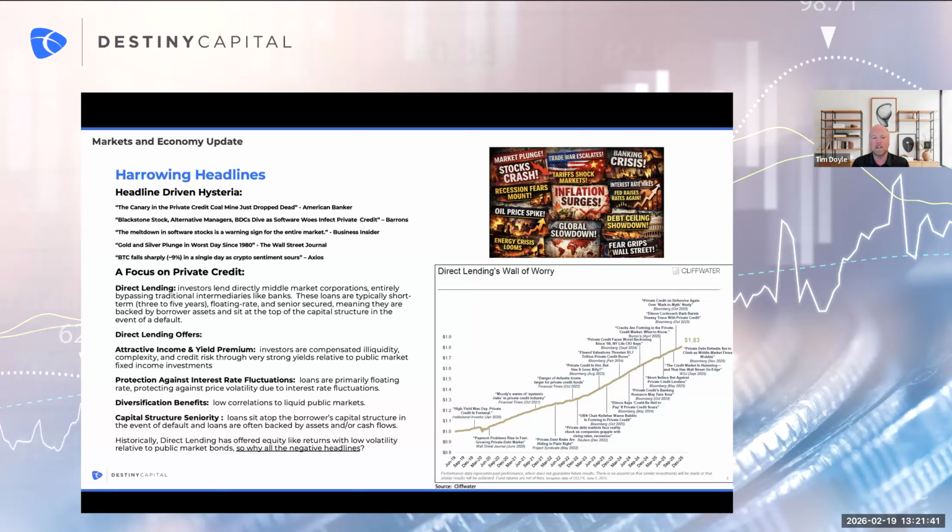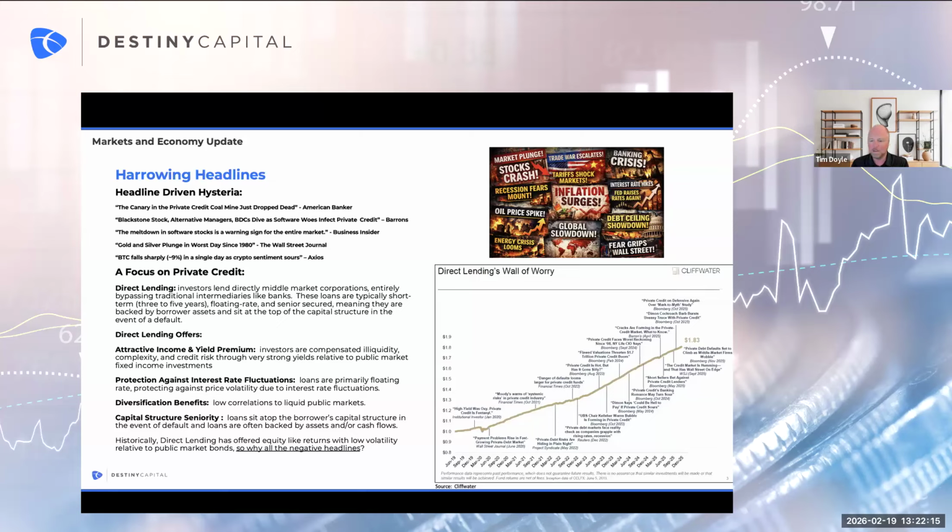Private credit and direct lending offers really attractive income and a yield premium for investors. Some of these funds come with liquidity restrictions. Some funds might offer quarterly liquidity. Some might have multi-year lockups, but investors are compensated for that illiquidity in the form of that yield premium. There's complexity as well. These are complex loans, a little bit more complex investment structures, fund structures, and investors are compensated for that as well.